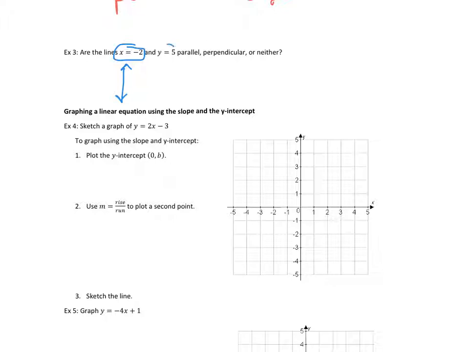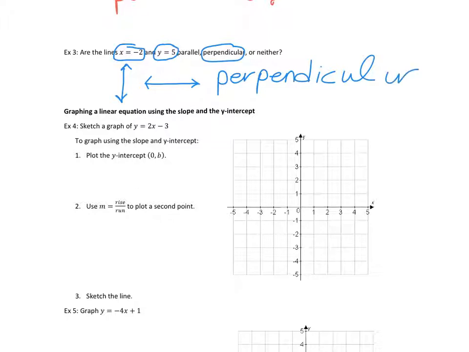And then what about y equals 5? Notice there's only one variable. So does that mean it's horizontal or vertical? Good, it's horizontal. So what about horizontal and vertical lines? Horizontal and vertical lines are perpendicular. So the answer is perpendicular.